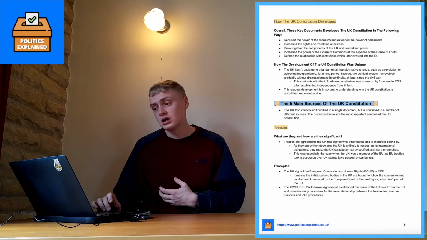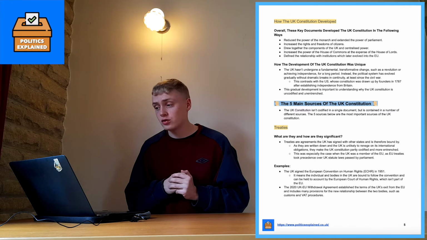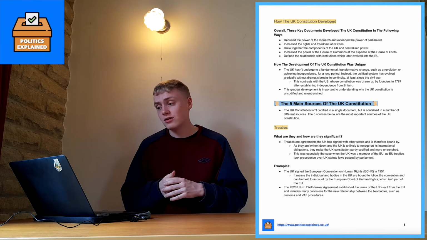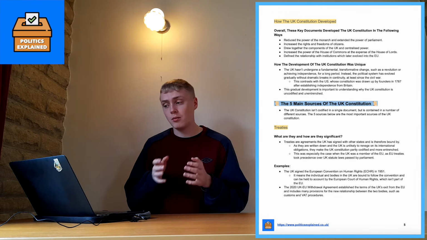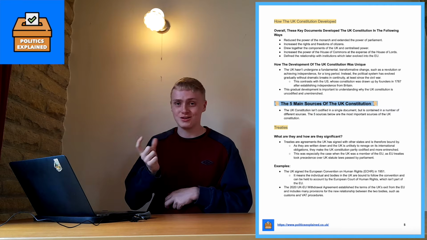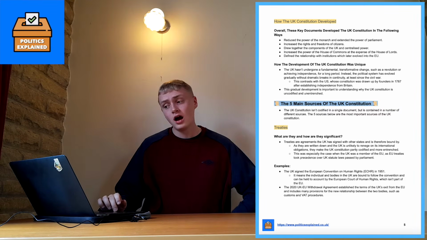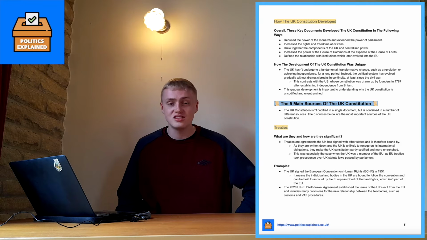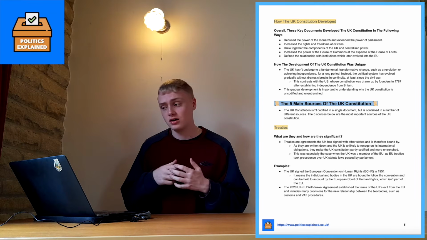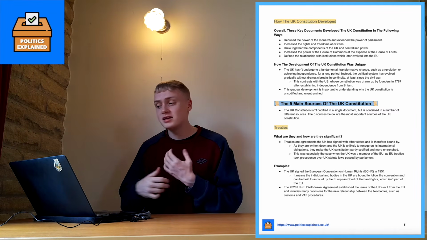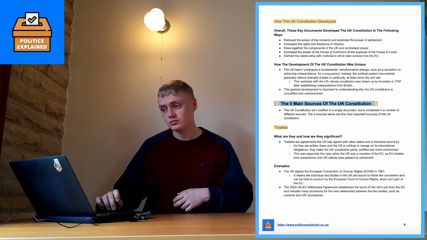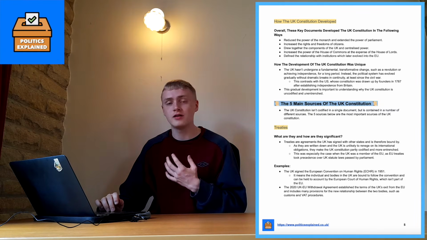In terms of some examples, the UK signed the European Convention on Human Rights in 1951, which means that individuals and bodies in the UK are bound to follow the convention and can be held to account by the European Court of Human Rights, which isn't part of the EU, crucially. It's important to recognise that, even though it has European in its name. Another example of a treaty is the 2020 UK-EU Withdrawal Agreement, which established the terms of the UK's exit from the EU, including many provisions for the new relationship, such as customs and VAT procedures. So that's treaties. They're a key part of it that is written down.